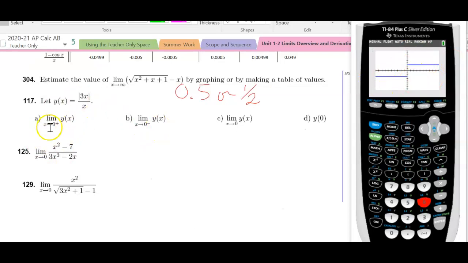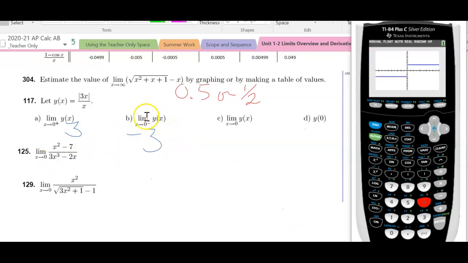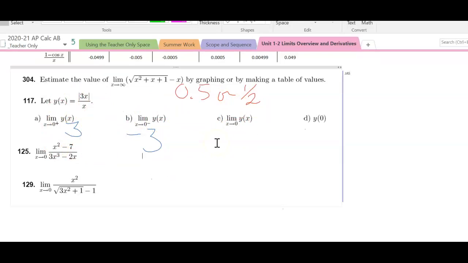This first part of the question is asking what happens as x is approaching 0 from the right. And as we can see, we're approaching positive 3 as we approach 0 from the right. The second part of this function asks what happens as we approach 0 from the left, and as we can see, we're approaching negative 3. You could verify these numbers using a table or by zooming in on the graph. Because the limit from the left does not equal the limit from the right, we know that the limit at 0 does not exist.